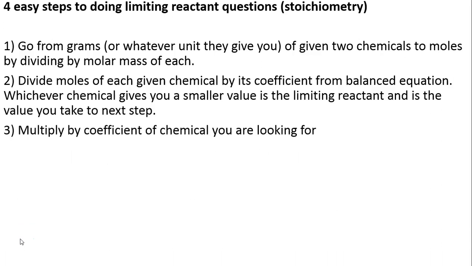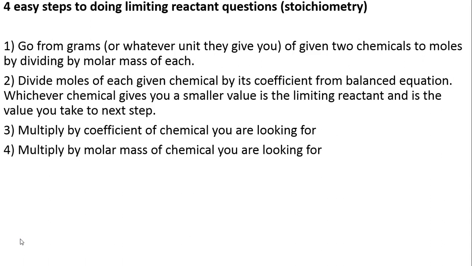Step 3, multiply by the coefficient of the chemical you're looking for. Step 4, multiply by the molar mass of the chemical you're looking for. Now, the only 2 steps that are required for stoichiometry are step 2 and 3. That's always required. Steps 1 and 4 depend on what they're giving you and what they're looking for. So, for example, if they start you with moles, you don't need to do step 1. If they're not looking for grams, you don't need to do step 4. So the only steps required are step 2 and 3. So keep that in mind.